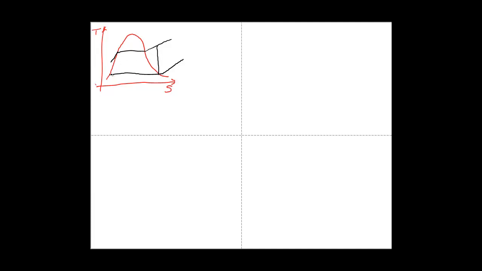So we introduce our turbine and now our pump, and we mark our states: 1 from the pump, 2 the entrance of the boiler, 3 the entrance of the turbine, and 4 the entrance of the condenser. So we will have 2, 3, 4.